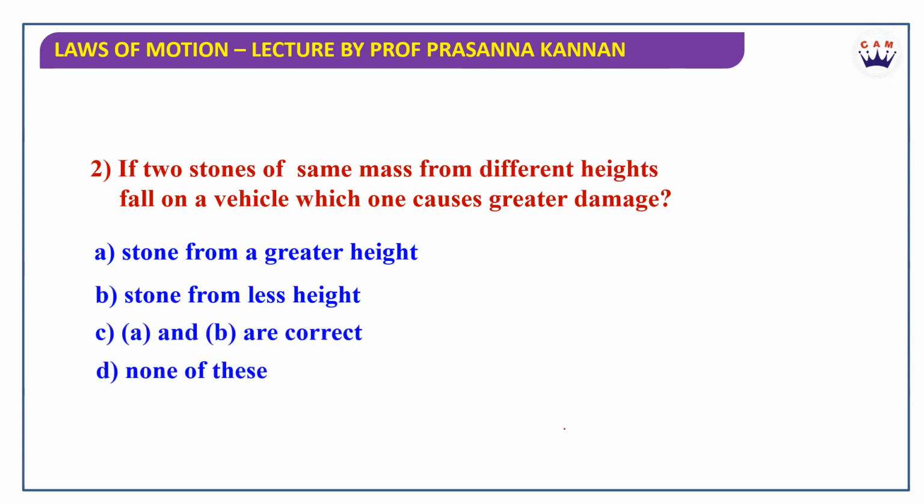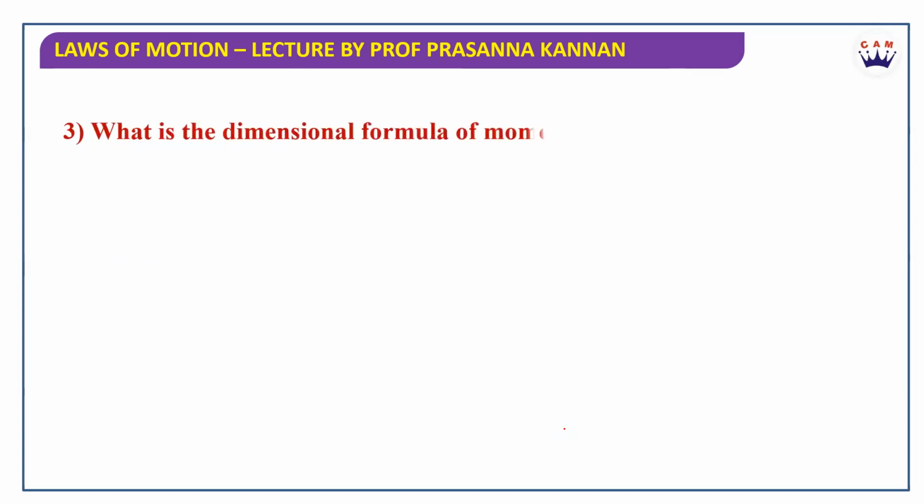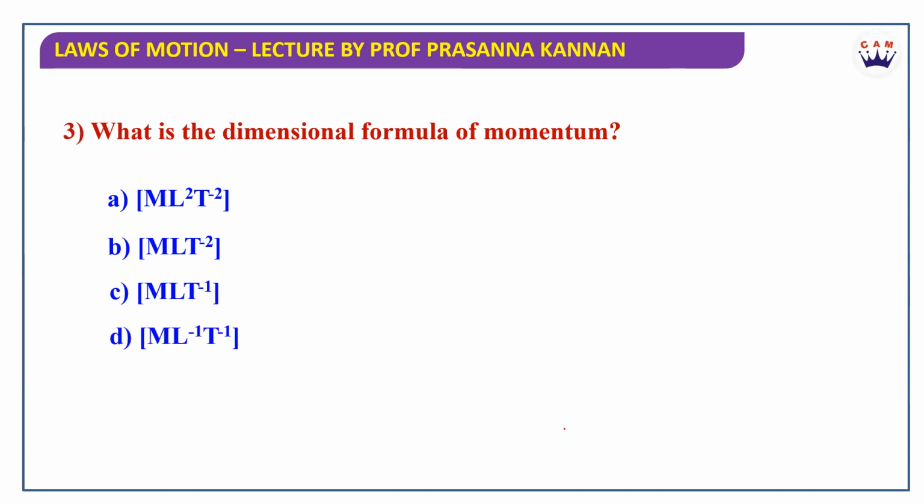Okay, if two stones of the same mass from different heights fall on a vehicle, which one of them causes greater damage? Stone from a greater height. Yes, why? Because velocity will be more when it hits it. Very good. Give a round of applause. Okay. Option C. Very good. Give a round of applause.